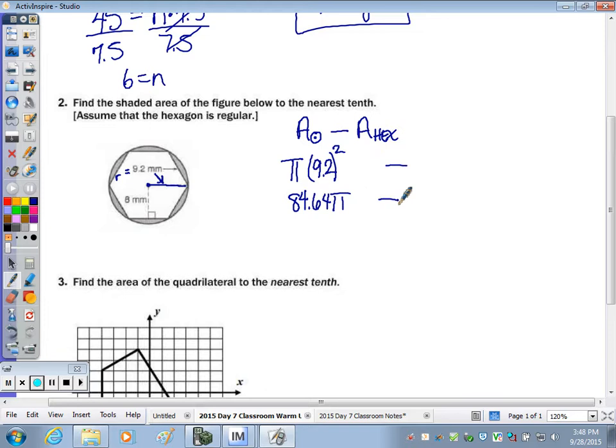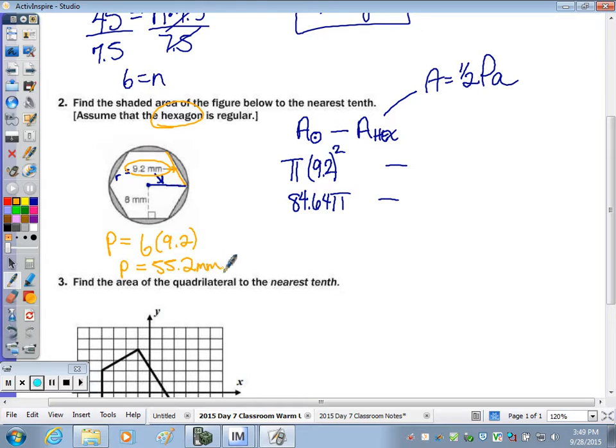The formula for the area is equal to 1/2 the perimeter times the apothem. In the picture, not only is this the radius, but it's also the length of one of the sides. So the perimeter, because it's a hexagon, is 6 sides times 9.2. So my perimeter is 55.2 millimeters.